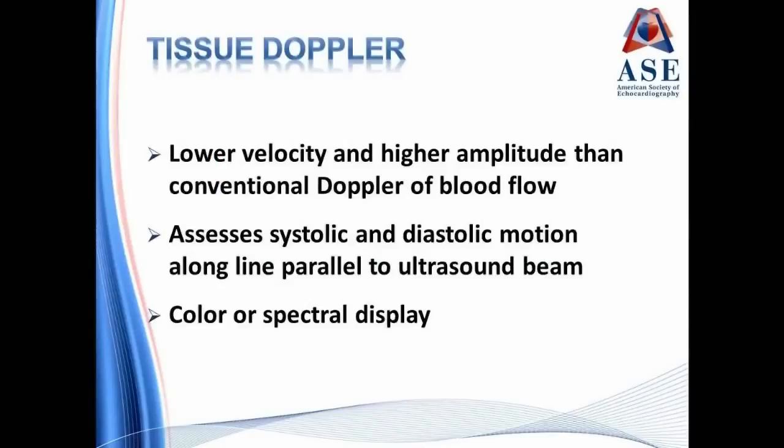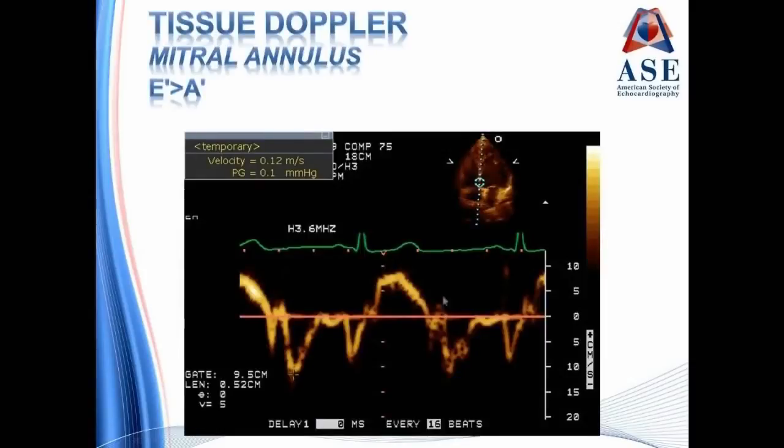Tissue Doppler has been added in many labs to the standard transthoracic exam. There are tissue Doppler settings that allow you to measure lower velocities and higher amplitudes than conventional Doppler blood flow. We use it to assess systolic and diastolic motion along a line parallel to the ultrasound beam, and you can display it in color or spectral. Here's a spectral display of tissue Doppler.